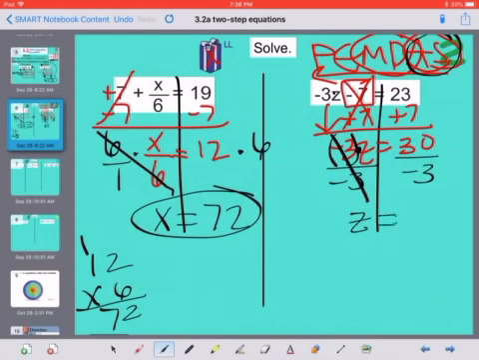And happy and grumpy, they don't get along, so I know it's a negative. 3 goes into 30 10 times. 30 divided by negative 3 is negative 10.